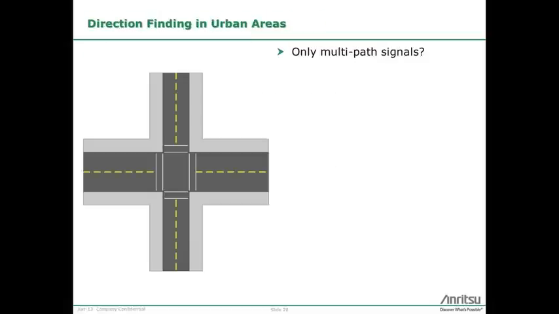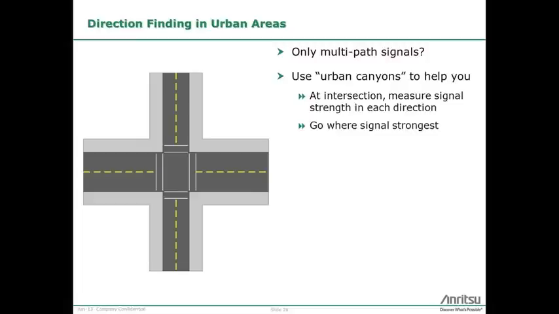So a particularly good case for this is when you're in a city with tall buildings, where maybe you only have multipath. There maybe is no line of sight. And so instead of getting fooled by the urban canyons, maybe we can use them to help find the emitter. So when you get to an intersection, as the picture on the left shows, you have several directions you could go. Measure the signal strength in each direction, and then whichever is biggest, go in that direction. That's a very good indication of where the emitter is coming from.